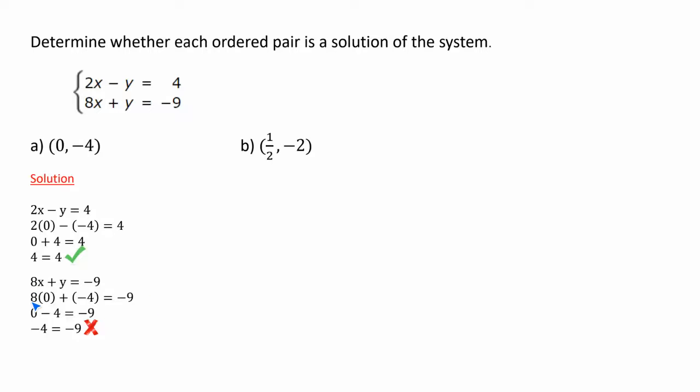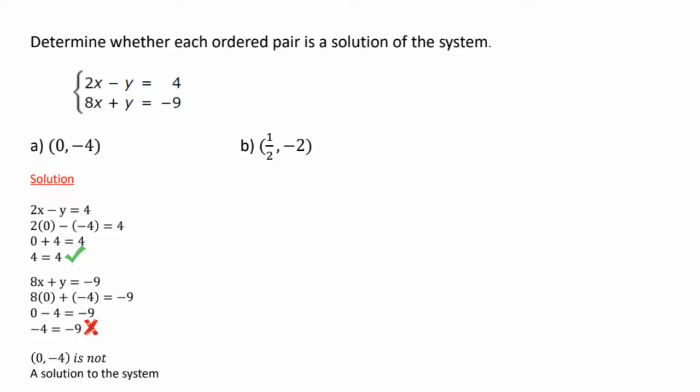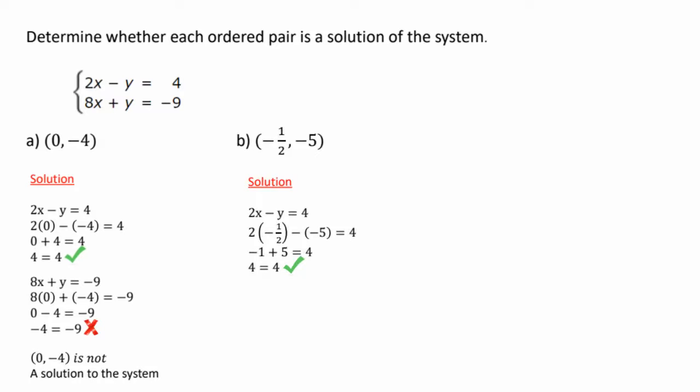For the second equation, if I do the same, put a 0 for x and -4 for y, we get -4 is equal to -9, and that's a false statement. Since one of these was a false statement, we say that (0, -4) is not a solution to the system.